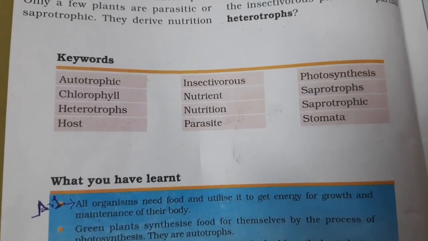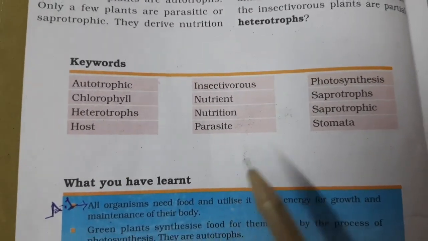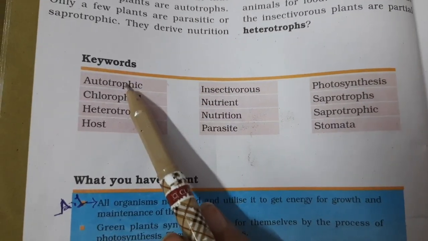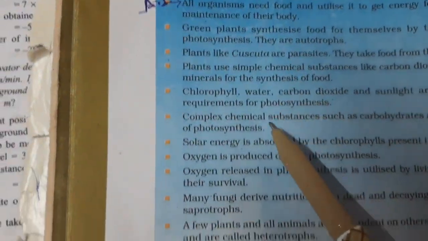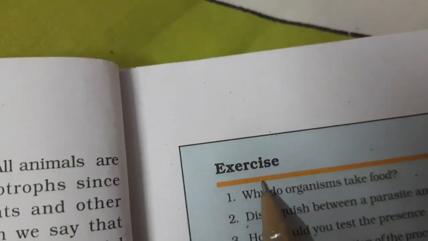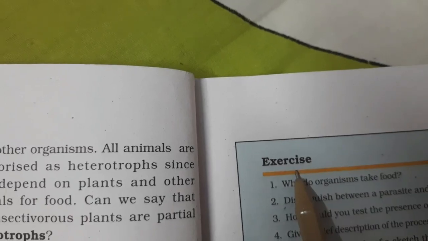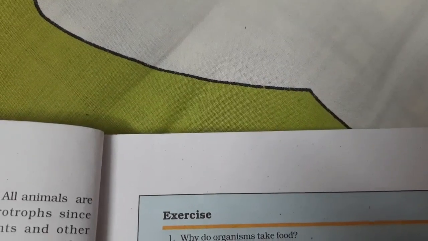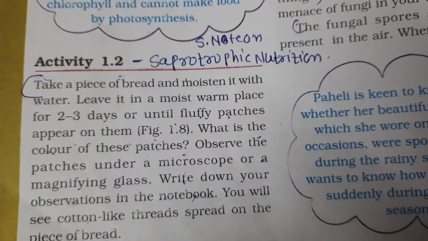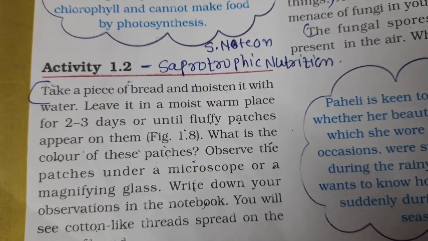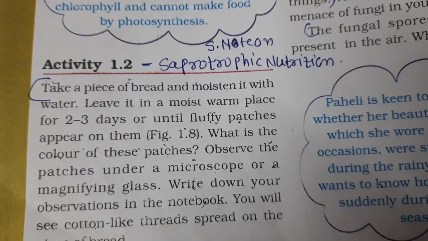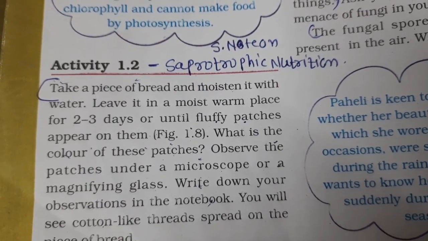Okay students, when you start to write the exercise, first you complete the keywords 3 times, then you revise all the points you have learned 1 time, and then you start to write the exercise. After that, you complete all the questions and you write both the photosynthesis question and activity 1.2. When you write activity 1.2, you write the question short note on saprotrophic nutrition. After that you write activity 1.2.